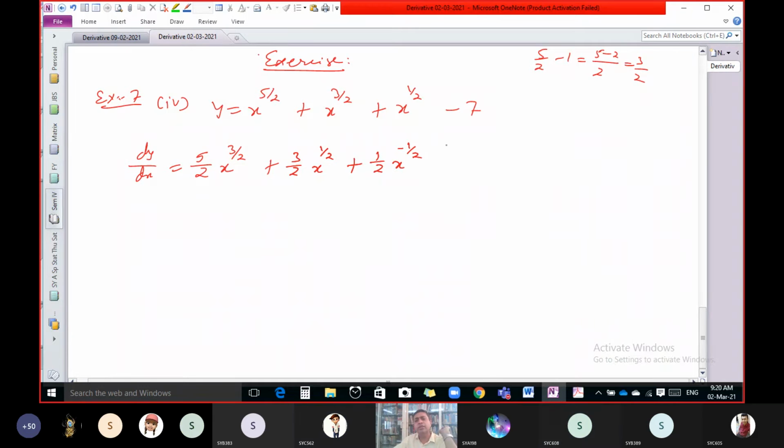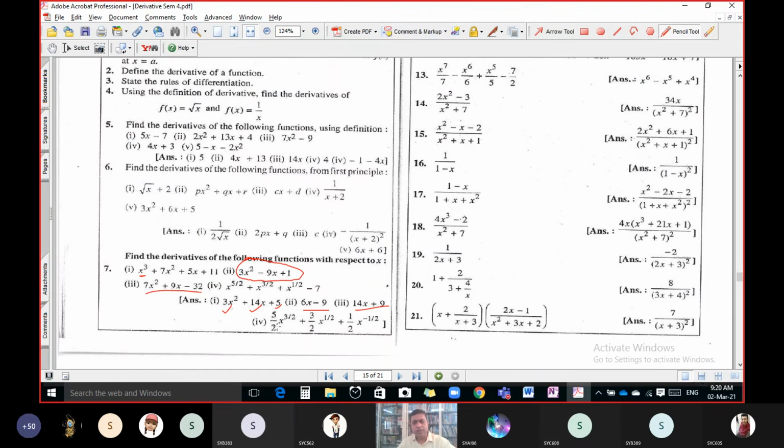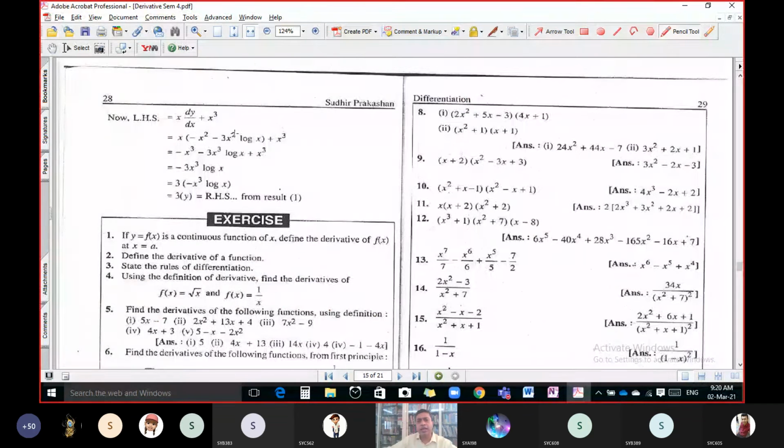And what is the derivative of 7? 0. So this is the answer. See, this is the answer. Okay, let us do the next question. Question number 8.